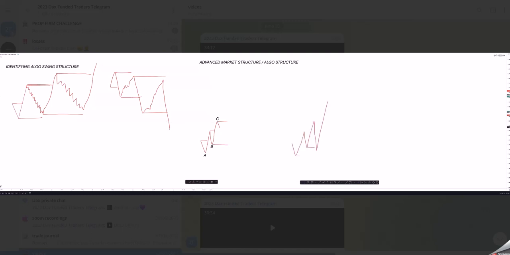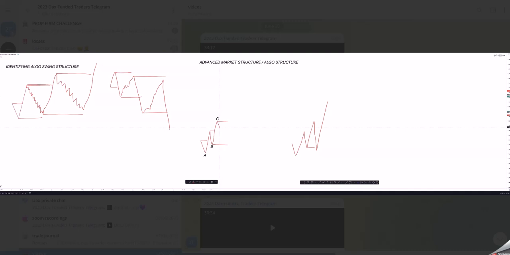This is your A, this is your B, this is your C in an uptrend, right? So you're anticipating price to sell, take out the B all the time, then a continuation of the trend. Now this is for an uptrend. In a downtrend it's all the same thing.